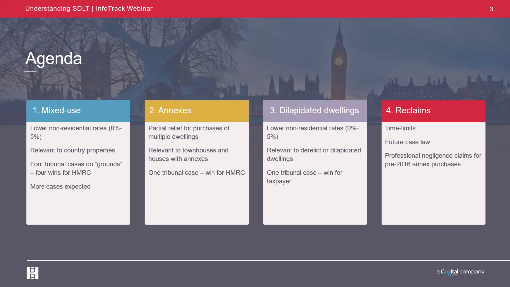Then we'll move on to derelict or dilapidated dwellings. And similarly with mixed use, we'll look at in what circumstances the purchase of a derelict dwelling might be taxed at those non-residential rates. Here, though, there was a tribunal case win for the taxpayer.